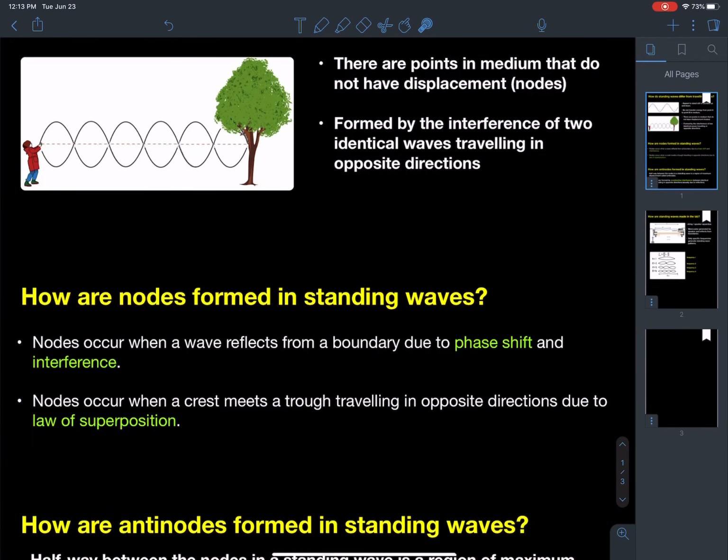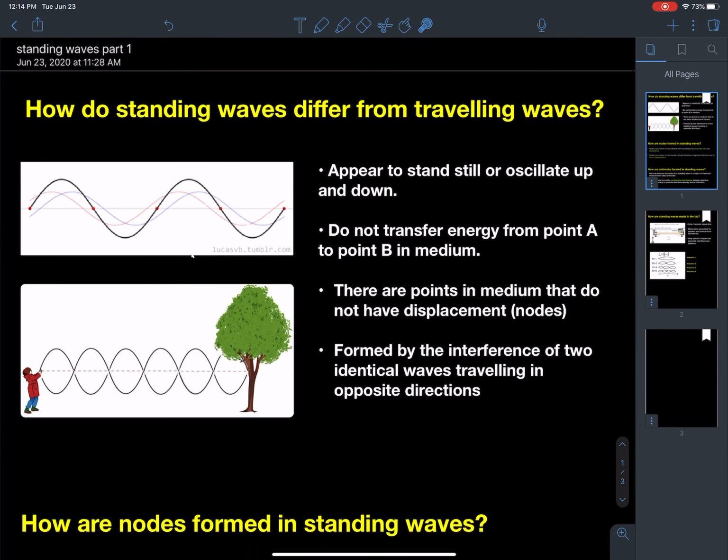So how are nodes formed in a standing wave? Well, nodes are formed, like I said, by the destructive interference of a wave that reflects and comes back in the opposite phase. And when a crest meets a trough, they cancel out. So at that boundary, over here, the wave is always going to flip and it's going to cancel out. So at a boundary, I would always see a node, because as soon as that wave crashes into the boundary, it flips and cancels out.